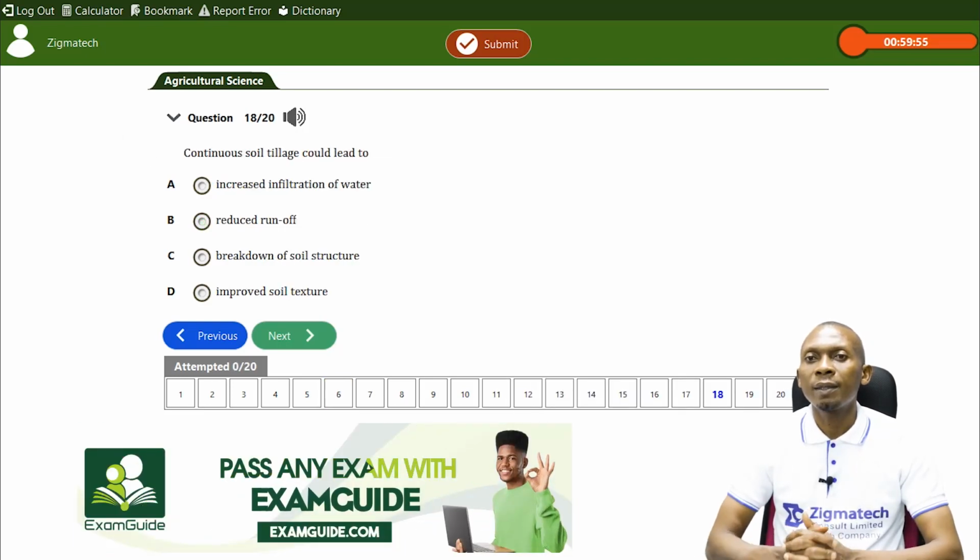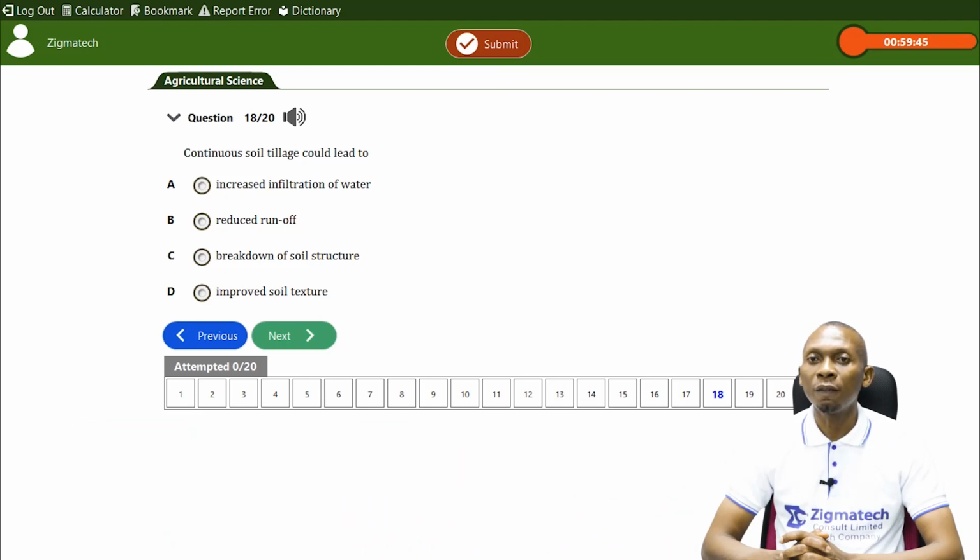This question says, continuous soil tillage could lead to A, increased infiltration of water. B, reduced runoff. C, breakdown of soil structure. And D, improved soil texture. The answer is C. When you continuously till your soil, especially using heavy machines, the soil structure is either made compact or destroyed. So that leads to the breakdown of soil structure. So the answer is C.